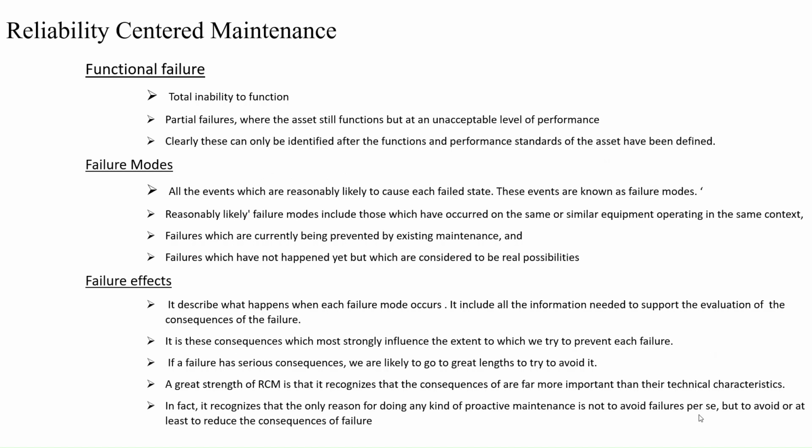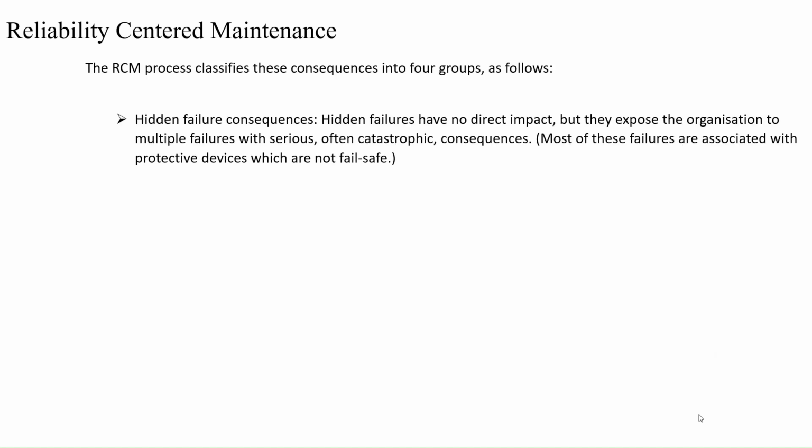If a failure has serious consequences, we are likely to go to great lengths to try to avoid it. A great strength of RCM is that it recognizes that the consequences of failures are far more important than their technical characteristics. In fact, it recognizes that the only reason for doing any kind of proactive maintenance is not to avoid failures per se, but to avoid or at least to reduce the consequences of failure. Next, the central concept of RCM, how consequences and their impacts are determined and guide the RCM process.